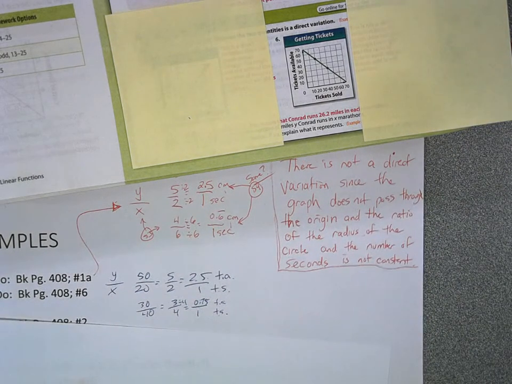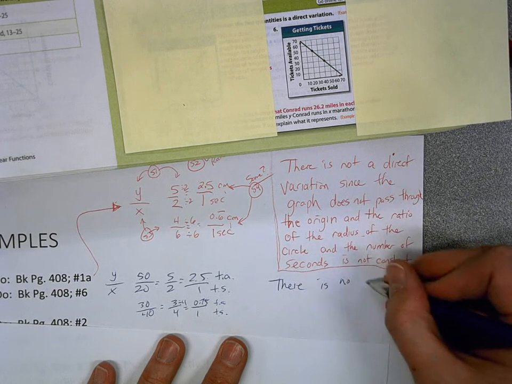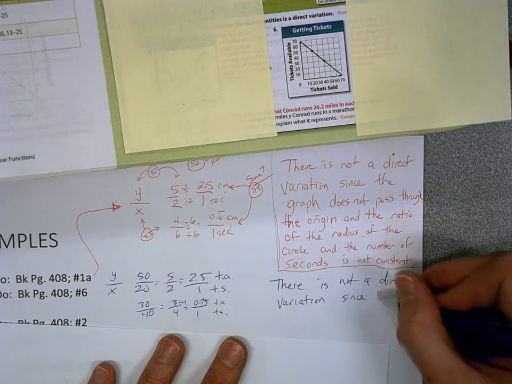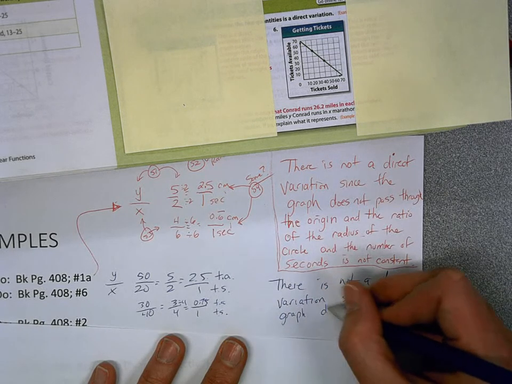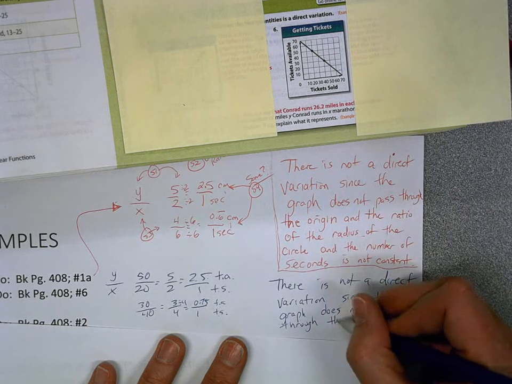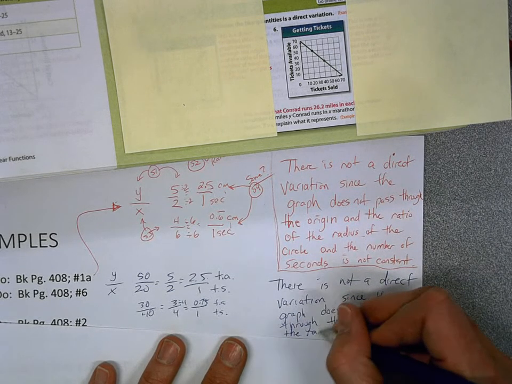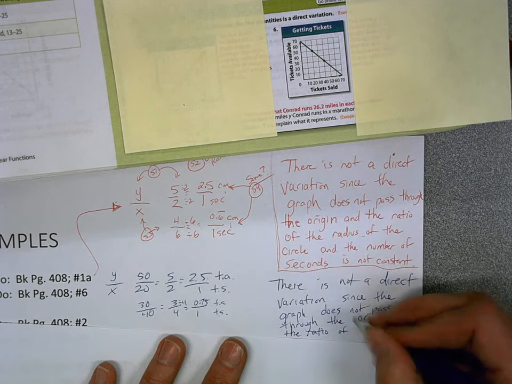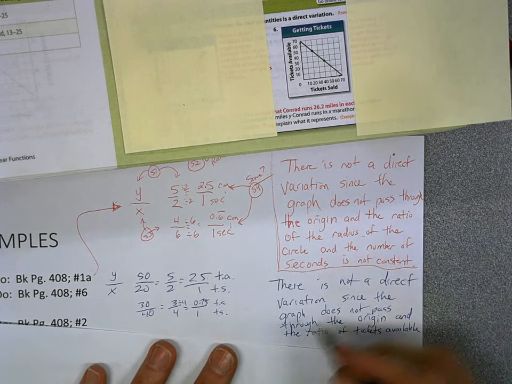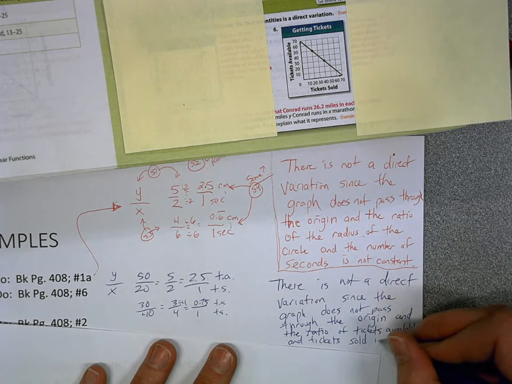All right, so if I was going to write this, I'll make sure you guys can see it up here. It's pretty much the same wording. There is not a direct variation since the graph does not pass through the origin. And the ratio of tickets available and tickets sold is not constant.